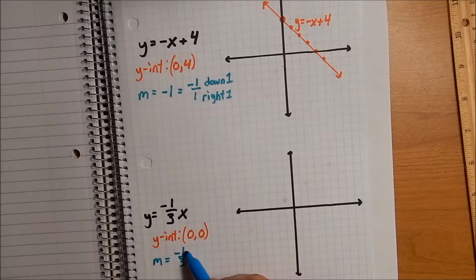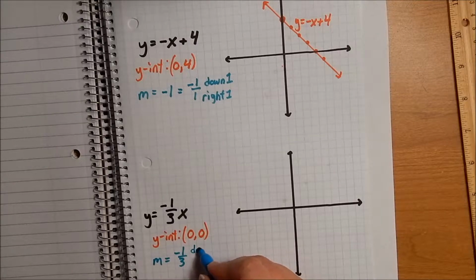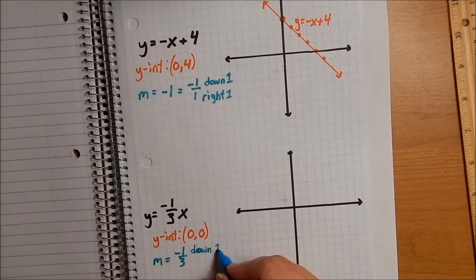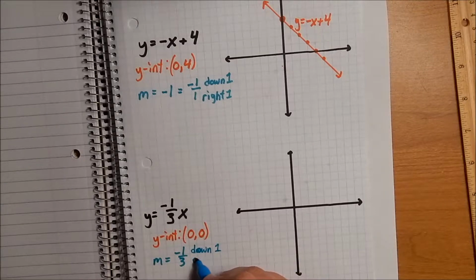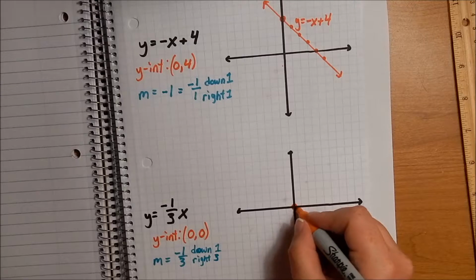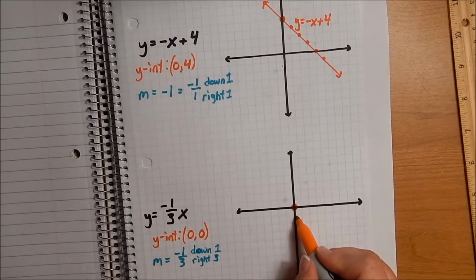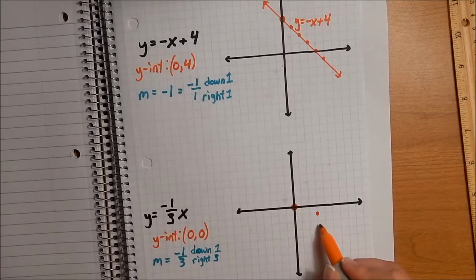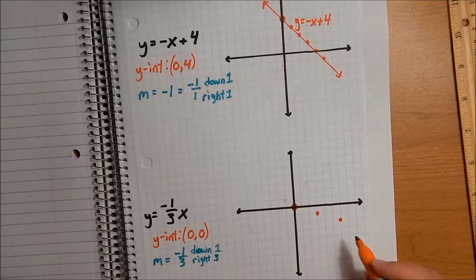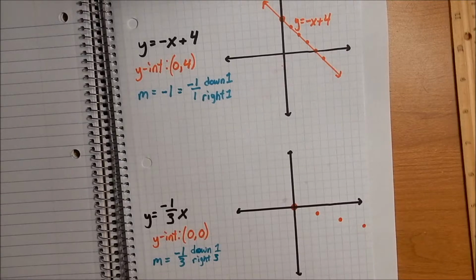And then remember, the numerator tells me to go up or down, denominator tells me to go left or right. So in this case, if I have a negative 1 in the numerator, that means I'm going to go down, down 1, and then this 3 in the denominator, to the right 3. So I'll start at my y-intercept, which in this case is the origin, 0, 0. And from there, I'll go down 1 to the right 3, down 1 to the right 3, and so on. I think I can fit one more. Connect the dots.